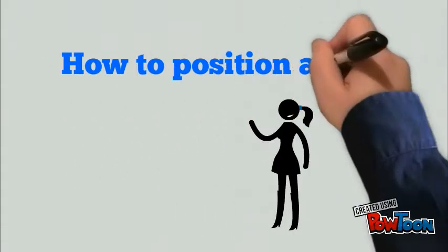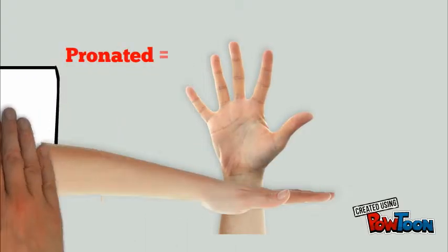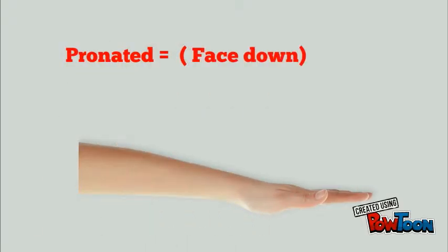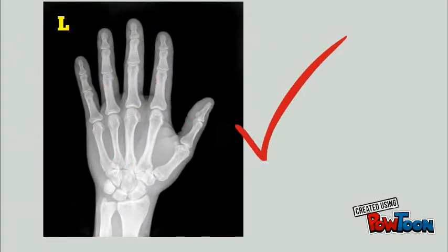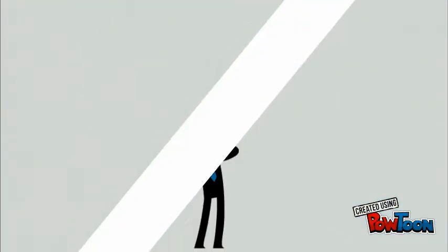Once the patient is seated and the right cassette size is selected, the cassette is then placed under the affected hand. The hand should be pronated, face down onto the cassette. The fingers should be relaxed and slightly separated to avoid superimposition of soft tissue.